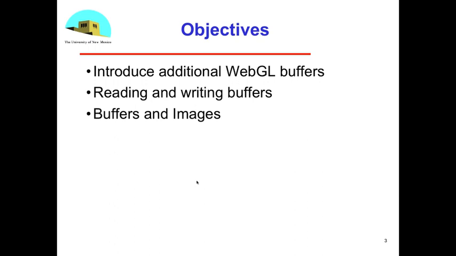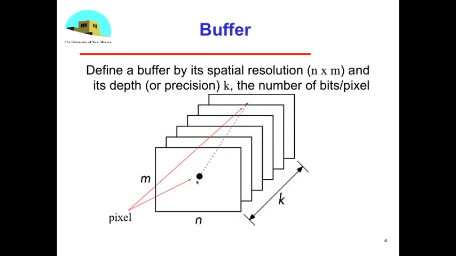But let's start very simply and say, okay, what's a buffer? From our perspective, a buffer is a block of memory which you can think of as being three-dimensional. Two of the dimensions, the M and N here, are the height and the width of the buffer, and that gives it its spatial resolution.